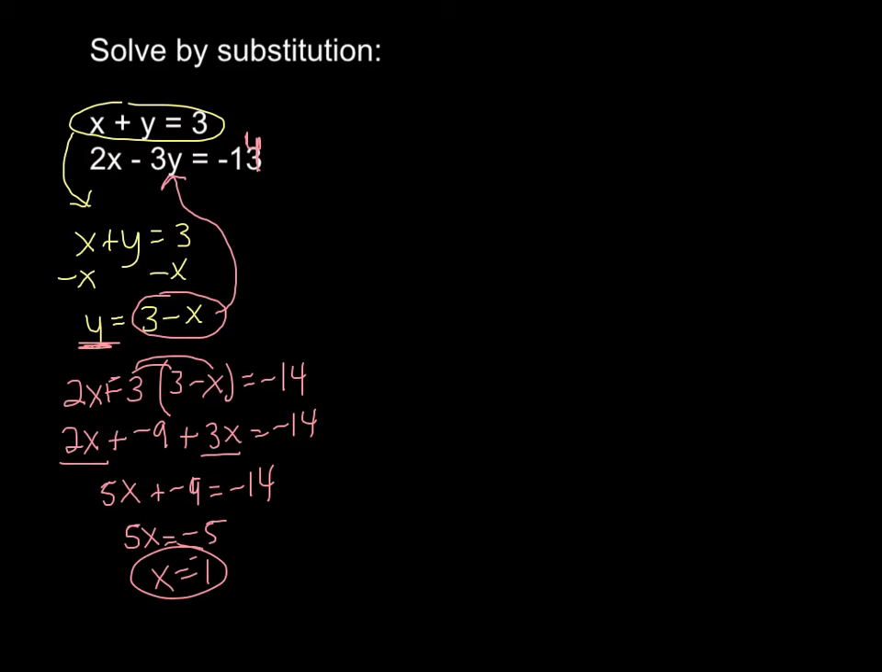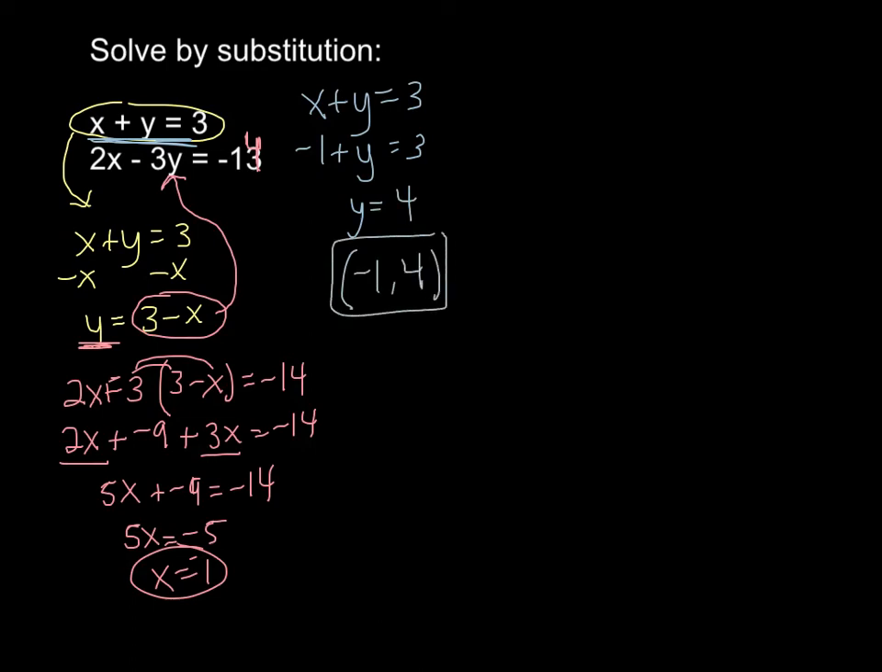Okay, now I need to solve for y again. I can use either of my two original equations. I'm going to go with this first equation. So I have x add y equals 3. X I found is -1. Adding 1 to both sides, I get y equals 4. So my final answer is -1, 4. And let's just do a check just to make sure that we were right.